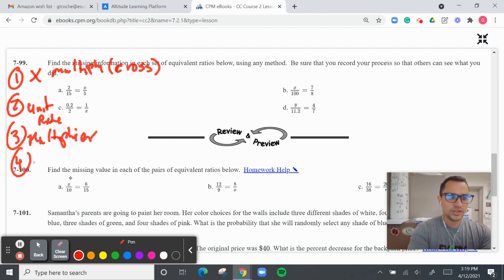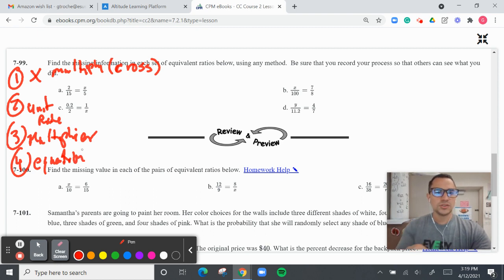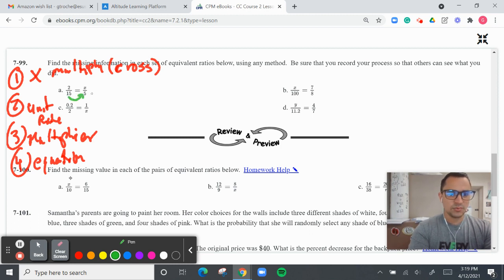And then we have an equation too. I think we can use an equation as well. But yeah, let's try some different ways. So here, how do I get from 15 to 5? Well, I divide by 3. So how do I get from 2 to x? Well, I can divide by 3. If you divide by 3 each way, then you'll get that.